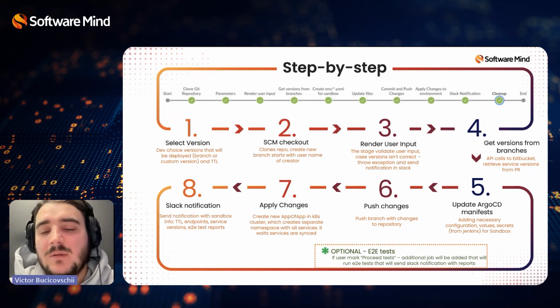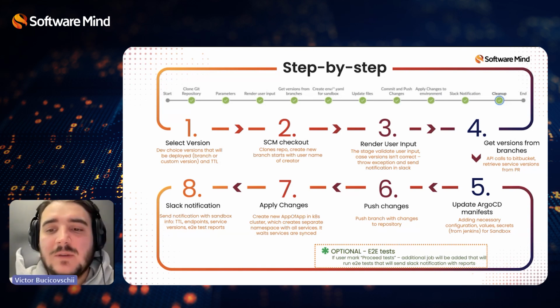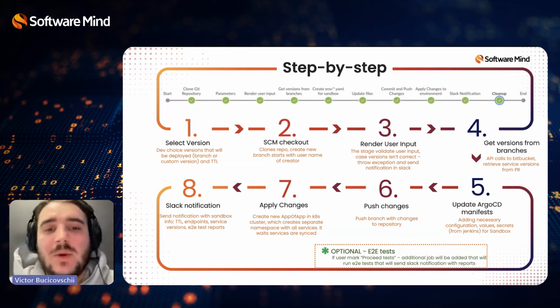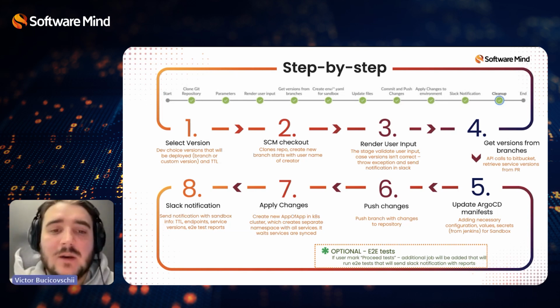After that, updating the Argo CD manifest, adding the necessary configuration values and so on, pushing the changes back to Bitbucket, and applying the changes to the cluster through Argo CD. It creates a namespace with all services. It also waits until all services are synced and healthy, and after that we can receive a Slack notification with our desired sandbox.